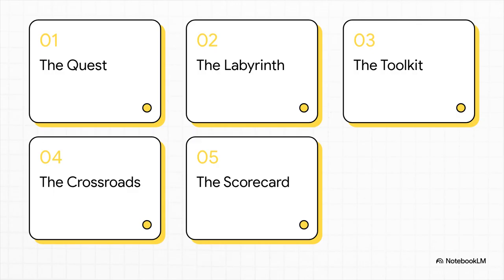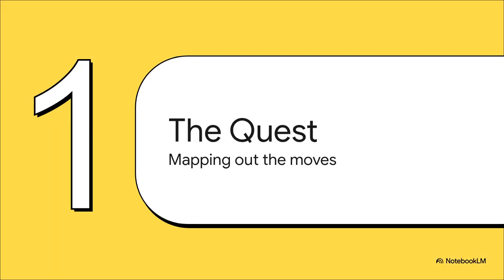Okay, so here's how we're going to tackle this. First, we'll look at the quest itself. What is a search tree? Then, the labyrinth, or how these searches can get totally lost. After that, we'll check out the toolkit, the secret weapons algorithms use. We'll hit the crossroads to choose a strategy. And finally, we'll pull out the scorecard to see how we measure success. Let's jump in. All right, first up, the quest.